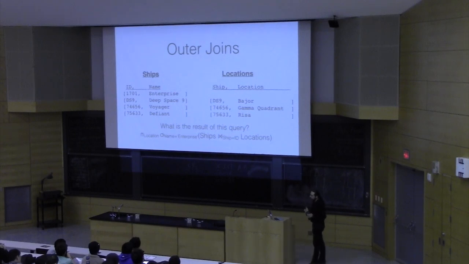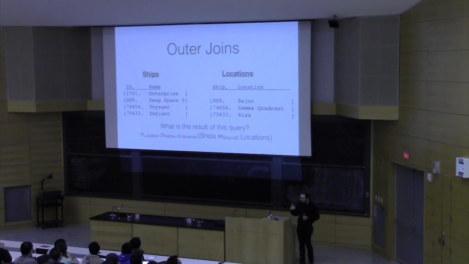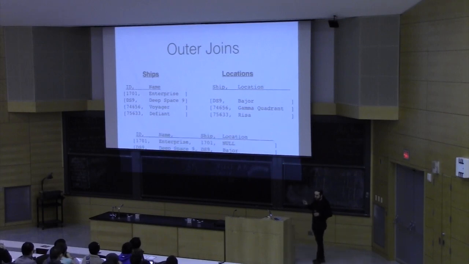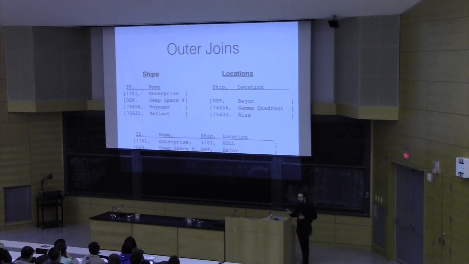And that's where outer joins come in. So what we'd like to see is, if I got rid of that selection predicate, an output where each of the tuples that didn't get matched had a corresponding null value in all of the attributes that were missing. Now, in this case, the missing attributes are coming from the location table.